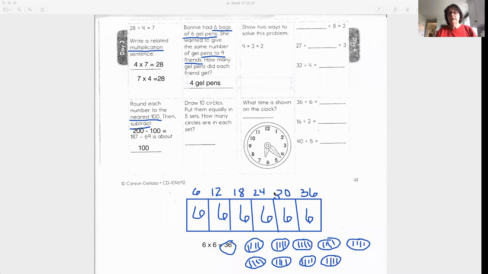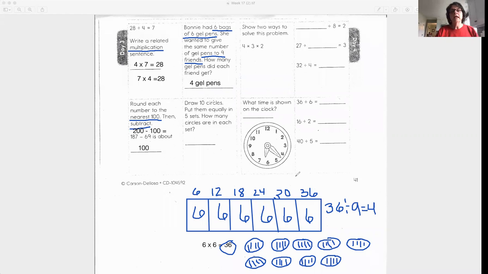Now, that was a lot of work, and some of you might say, geez, I know I could write a division sentence for that. So I could come down here and I could also just go right to a division sentence, and I can say I've got 36 gel pens, and I'm going to divide those amongst 9 friends, and 36 divided by 9 would give me 4. 36 is the total, 9 is the number of groups, 4 is the size of the groups.